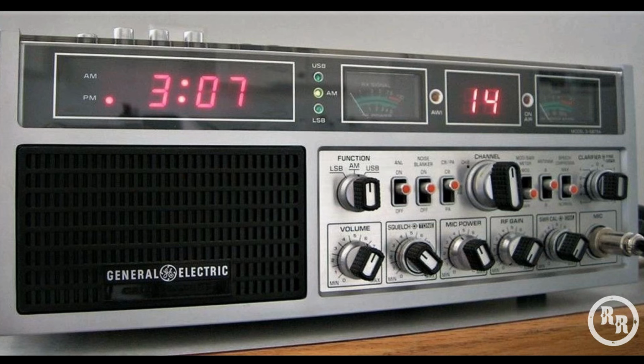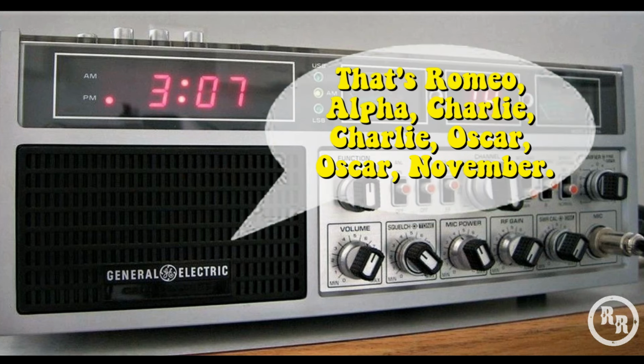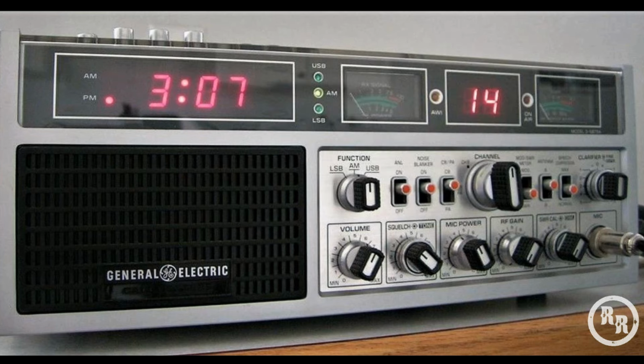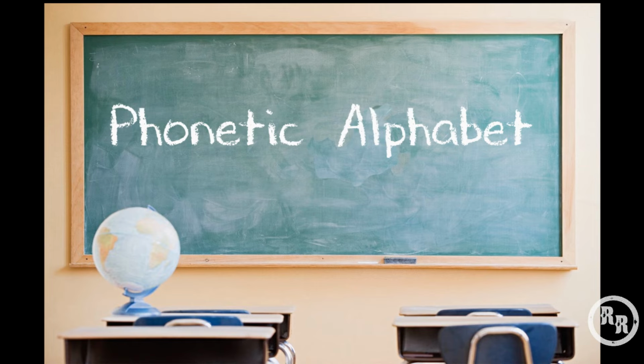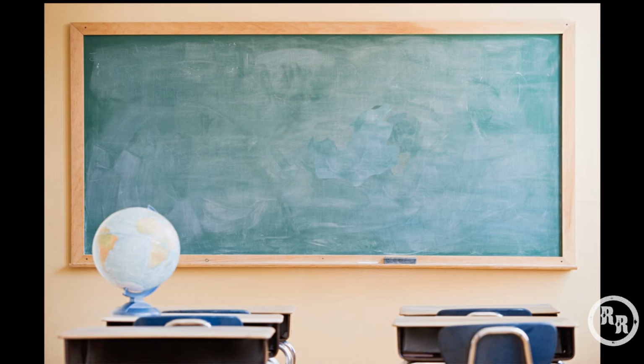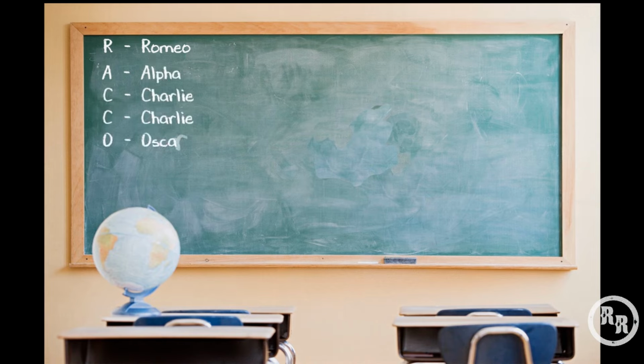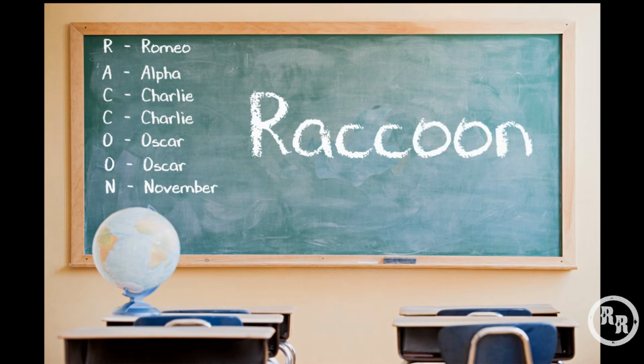So when you heard, that's Romeo, Alpha, Charlie, Charlie, Oscar, Oscar, November, Raccoon was using the phonetic alphabet to spell his CB handle. R A C C O O N. Raccoon.